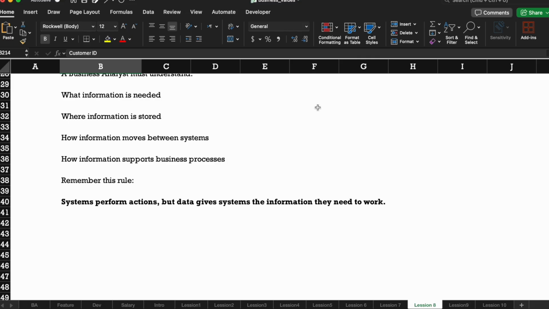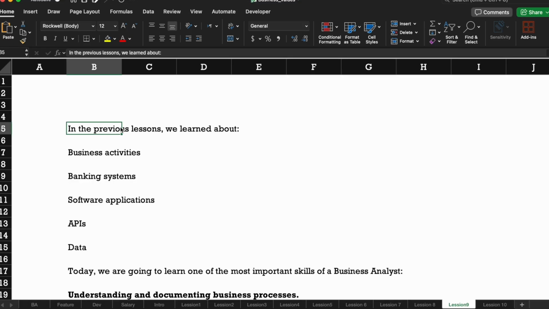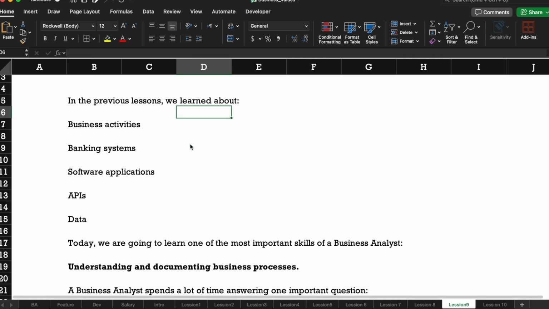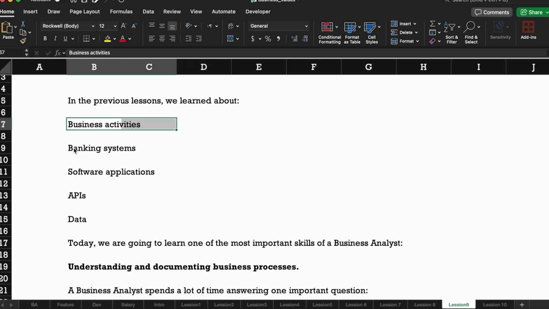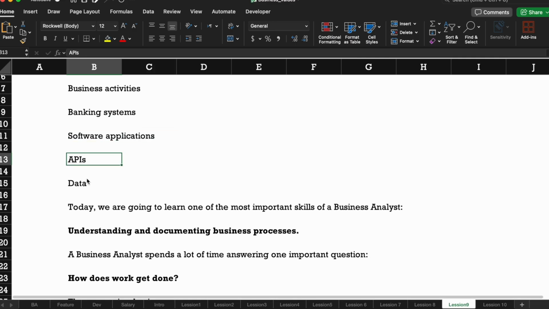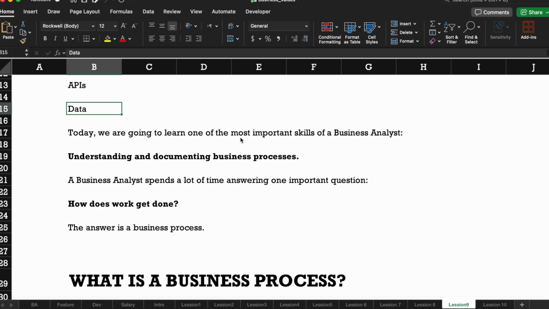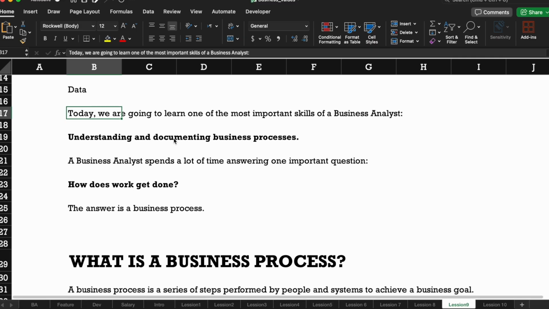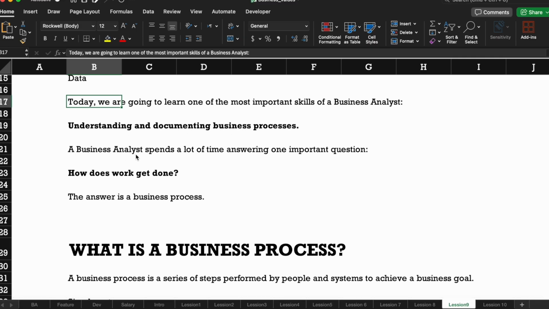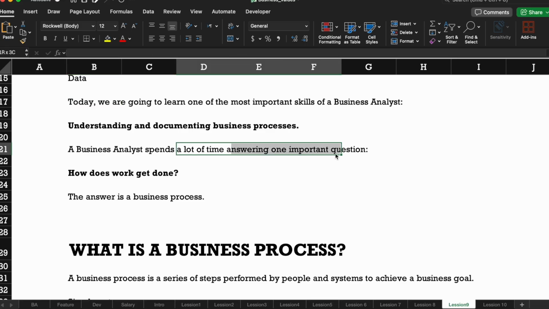In the previous lessons, we learned about business activities, banking systems, software applications, APIs, data. So today we are going to learn one of the most important skills of a business analyst: understanding and documenting business processes. A business analyst spends a lot of time answering an important question.